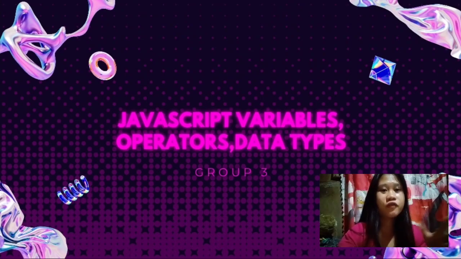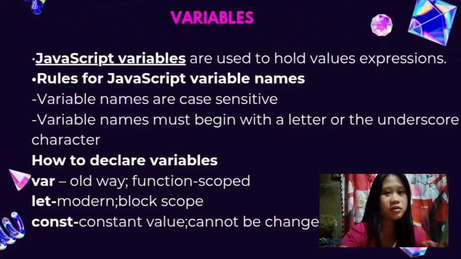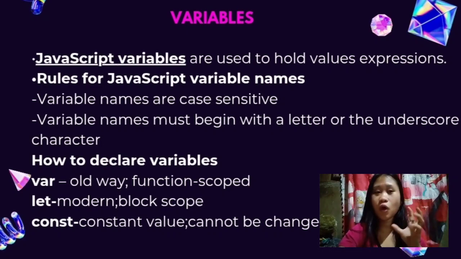So first, let's have here the JavaScript variables. JavaScript variables are used to hold values or expressions. This simply means that they are used to store data like names, numbers, or any information that we need in our program. So ang variables is nahol ni siya og container nato.